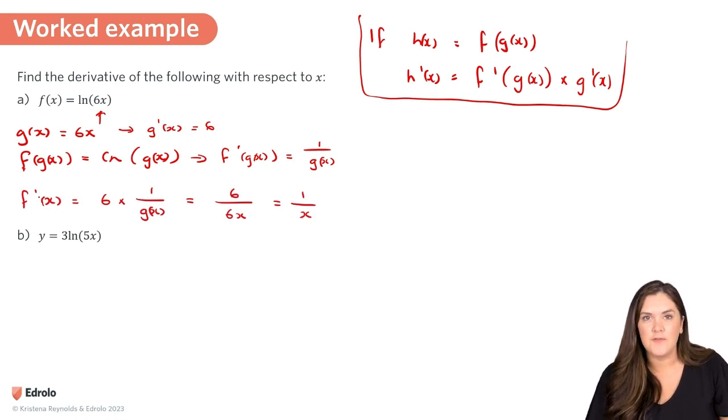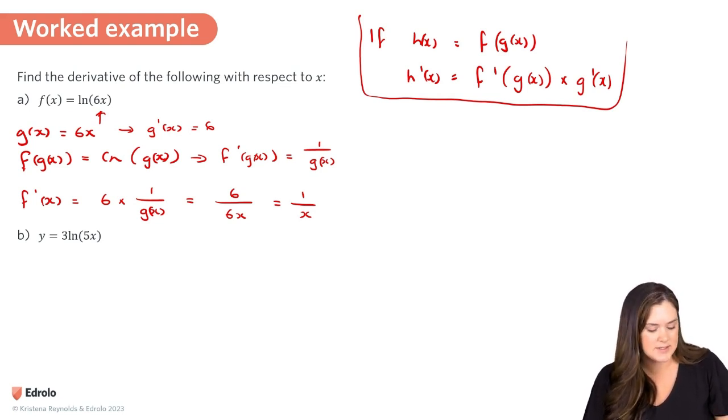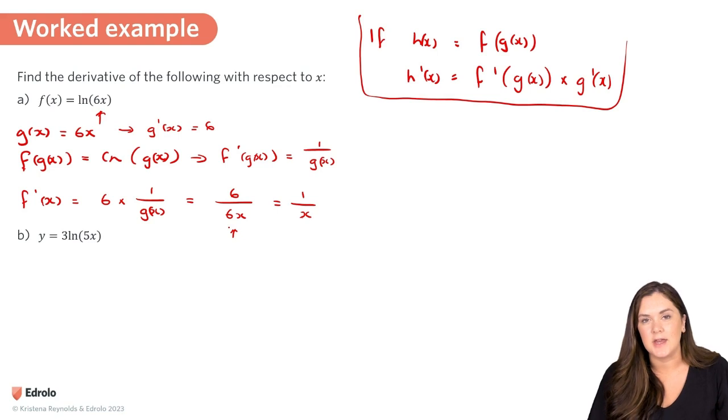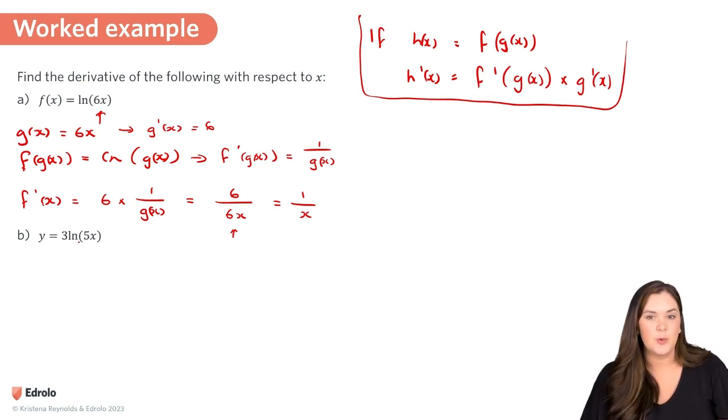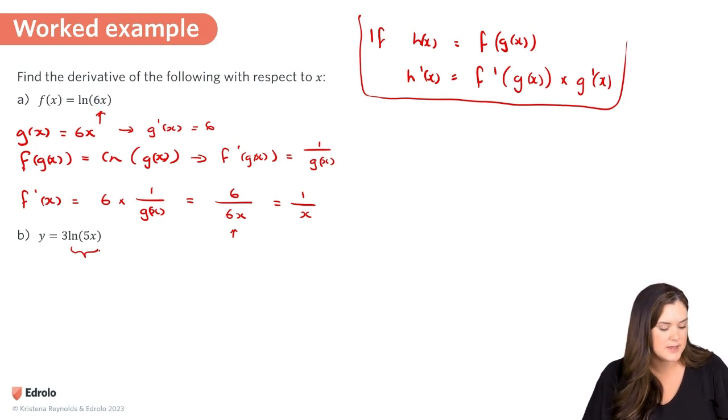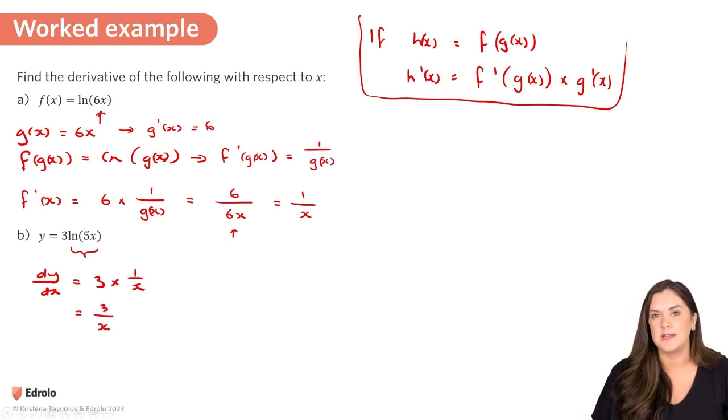So our derivative of f of x, we get 6 multiplied by 1 over g of x, and then we substitute in our g of x there, which was 6x. So this part here, we end up getting 6 over 6x. We can cancel out those 6's there, and we end up getting 1 over x. So we know that the log of something like this is just going to be 1 over x, and then we just have the 3 at the front there. So we're just going to multiply those together to differentiate. So we get dy dx equals 3 times 1 over x. So we end up getting 3 over x as the derivative.